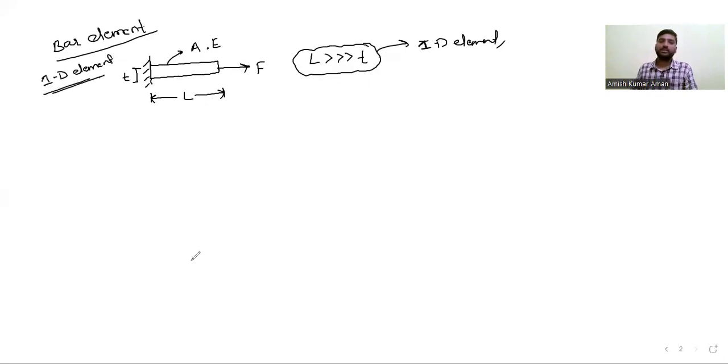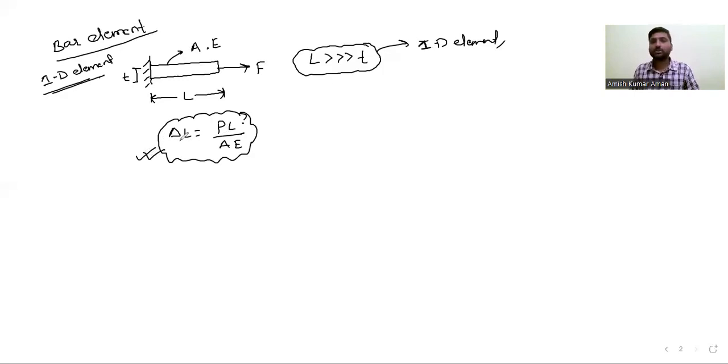This is a one-dimensional element. So if you remember the strength of materials subject, there we have a formula: delta L is equal to PL upon AE. Here P is nothing but your F. So we will use this formula. If you don't remember it, I will derive it; it will take within 1 minute. Let's see how we are going to get this equation.